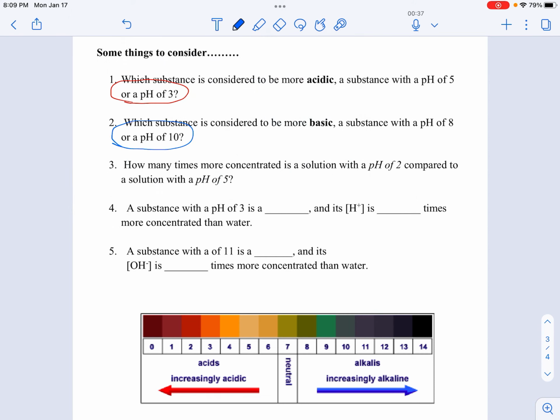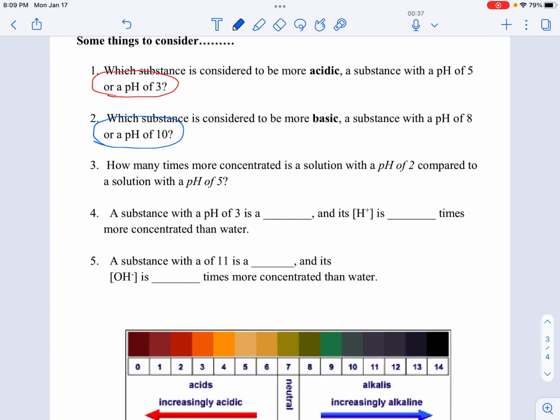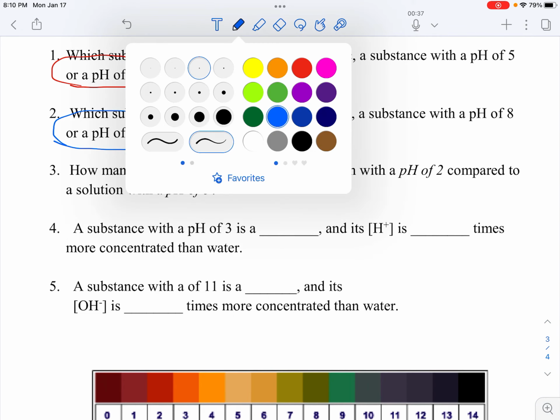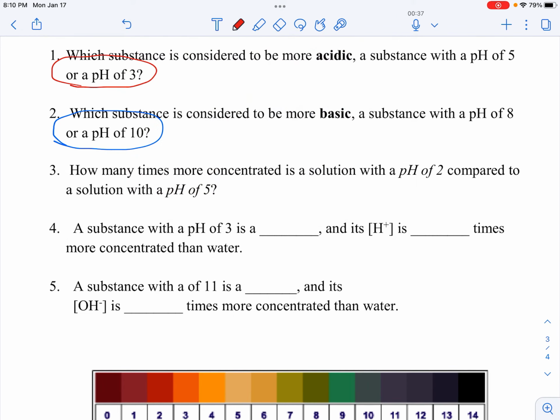Okay. Number 3, we did a couple of these earlier, but I think we should try one more. It says, how many times more concentrated is a solution with a pH of 2 compared to a solution that has a pH of 5? Well, we know if you're going to go from a 2 to 5, you have moved 3 places. And we know that the pH scale is based on a factor of 10. We've moved 3 places.